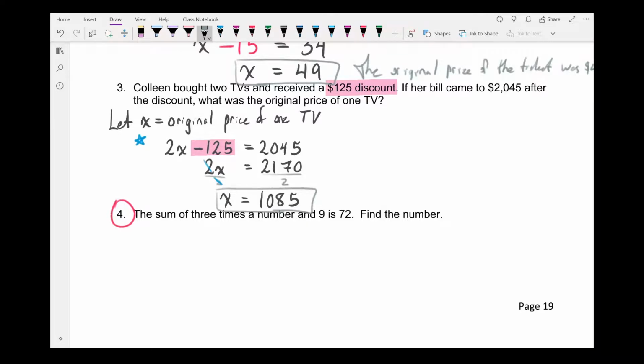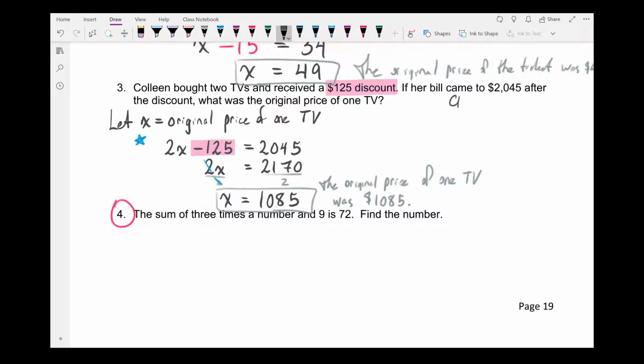So remember, we need to interpret the solution in terms of the problem. What was the question? What was the original price of one TV? X is the original price of one TV, and we've got x. So the original price of one TV was $1,085.